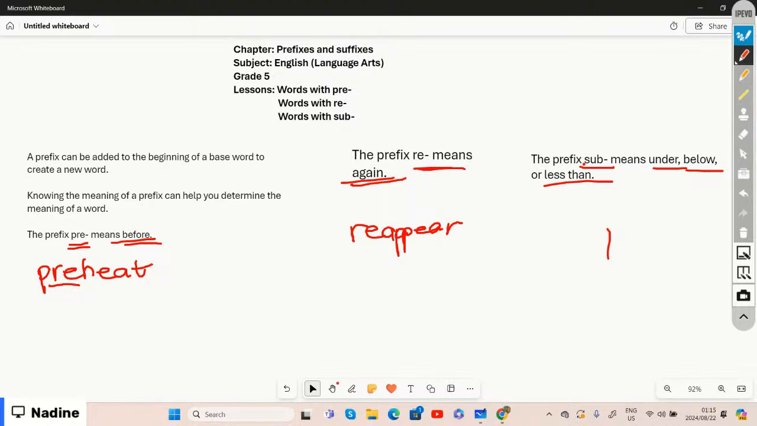All right, so we have preheat, meaning you need to heat it before. Is there another word that you can think of with the prefix before?